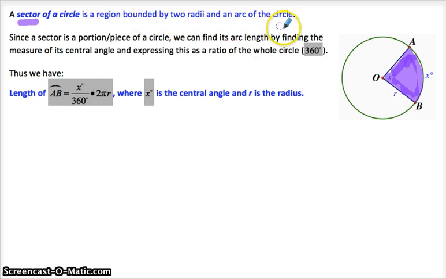Anyway, all the purple stuff is the stuff inside the sector AOB. It's bounded by two radii and the arc of the circle. So it's like the stuff inside Pac-Man's mouth. There's also a sector out here, so I could talk about a major sector too.